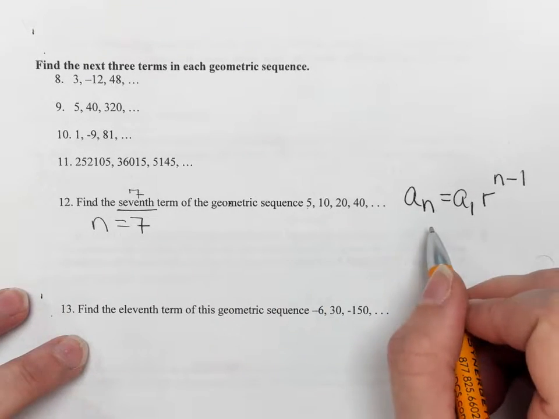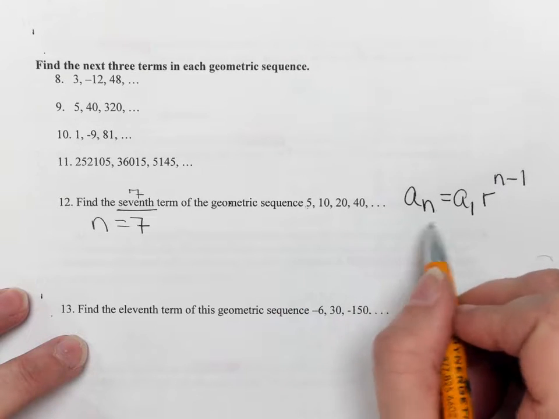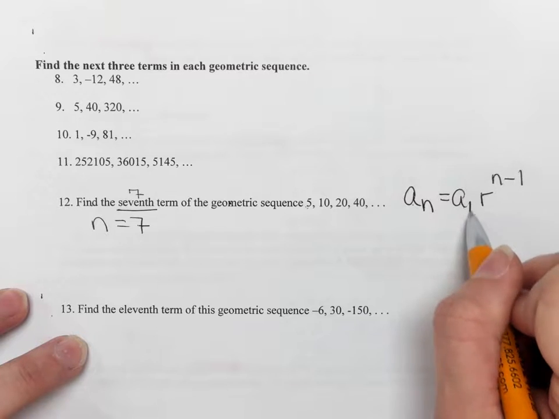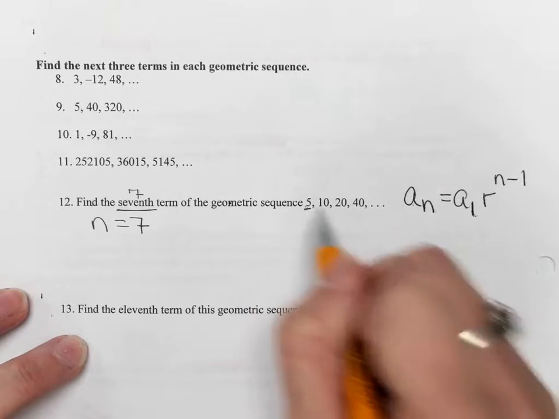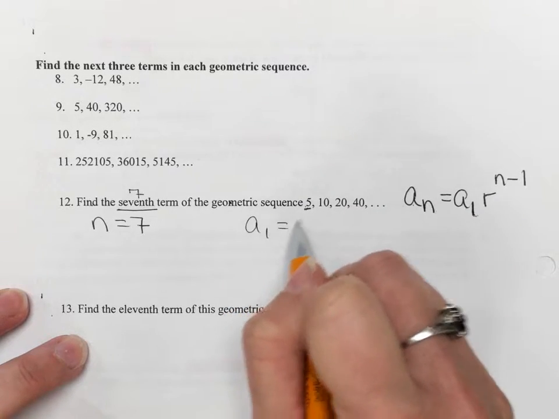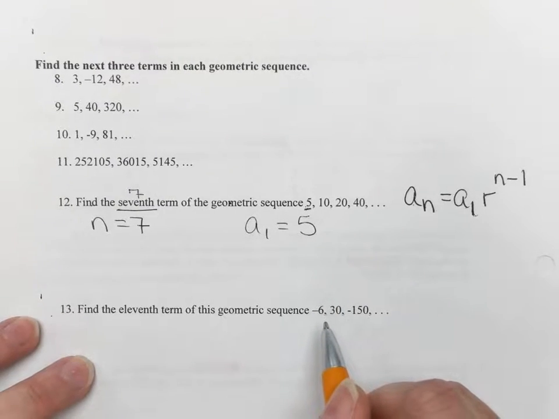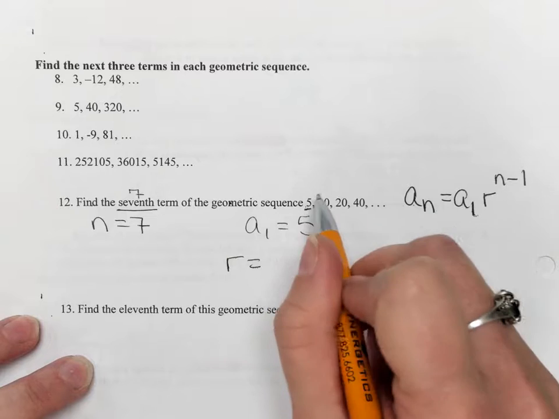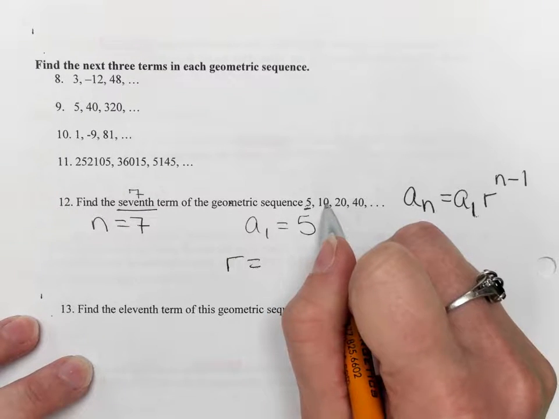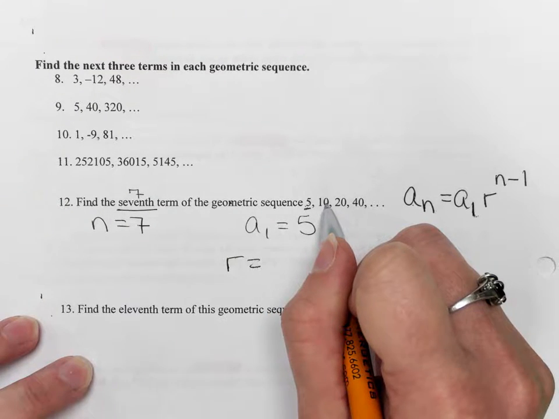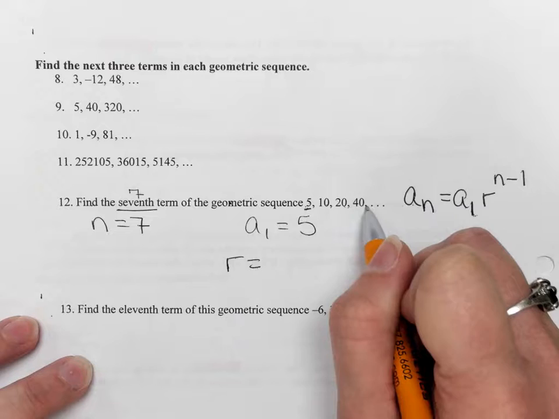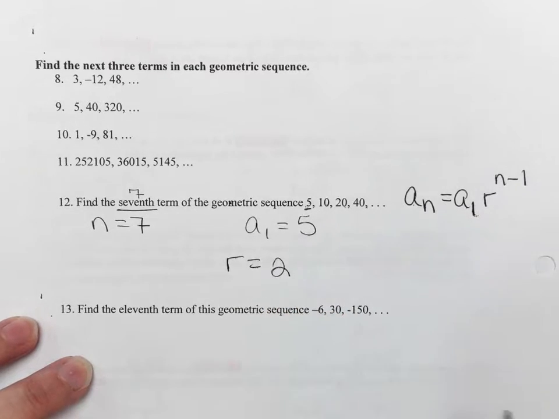Okay. What is 5? Where does 5 go in my formula? R. No. Which A? The first one, right? Look, you got this one. 5 is the first term. So A sub 1 is 5. Okay, R. How did I get from 5 to 10? Multiply by what? 2. Let's check it. What's 10 times 2? 20. What's 20 times 2? All right, so 2 is right, okay?